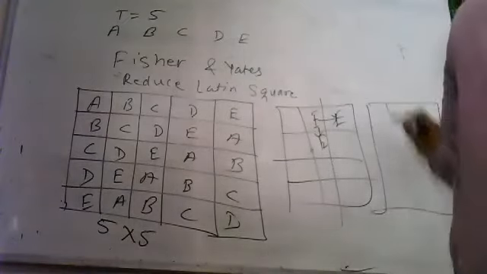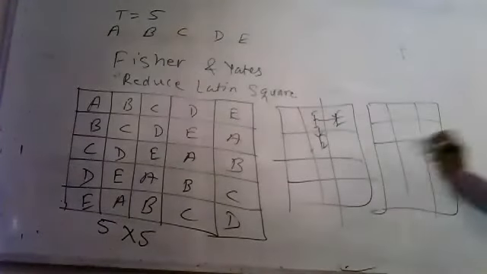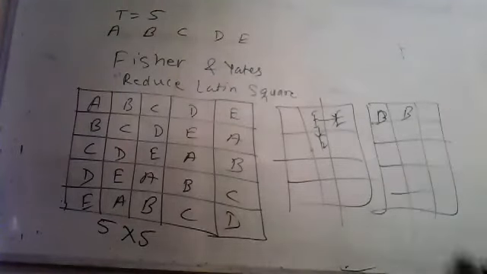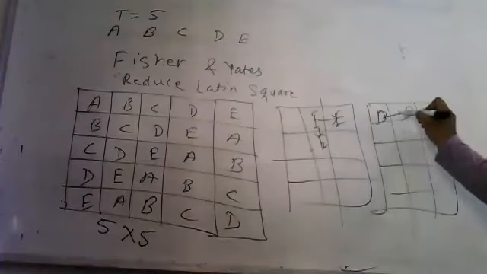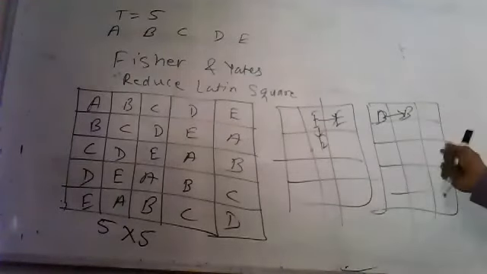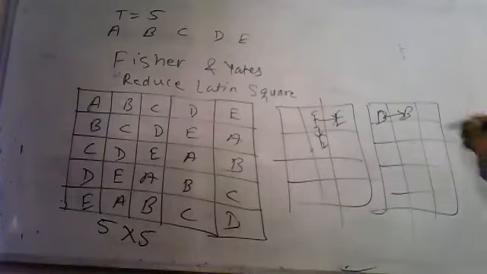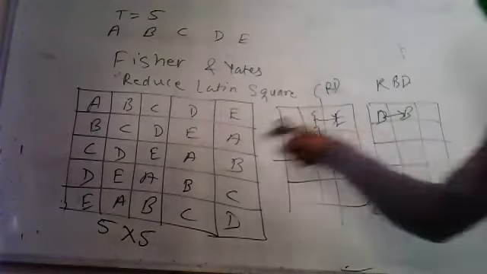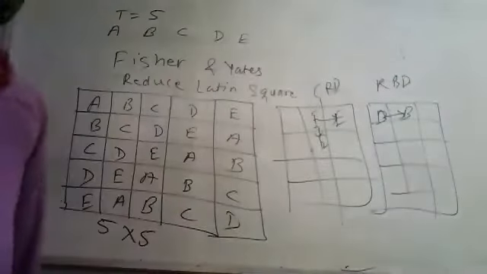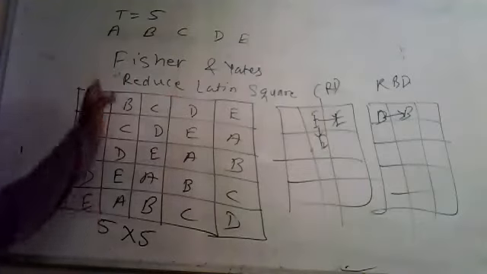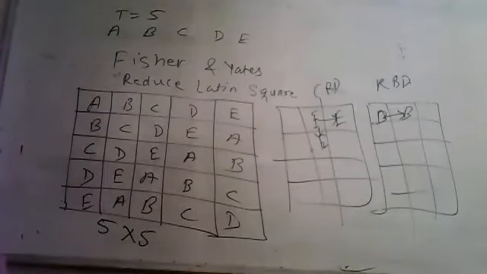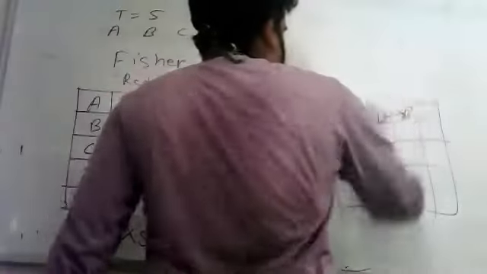In RBD design, we have seen that treatments are repeating either in row or in column, either in row or in column, या तो रो में या तो कॉलम में, बराबर. This is the layout of CRD, this is the layout of RBD design. But in LSD design, treatment will never repeat either in row or in column. कोई भी रो और कॉलम में ट्रीटमेंट, कोई भी ट्रीटमेंट रिपीट नहीं होगी, बराबर. Each treatment will occur only once in each row and each column.